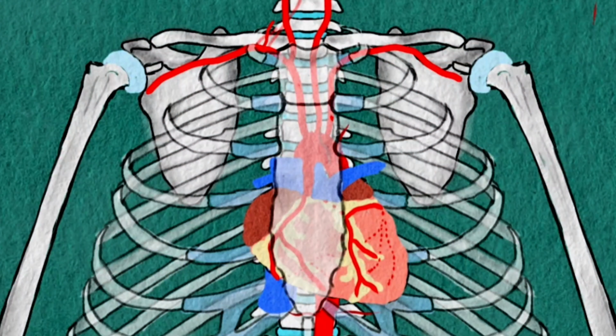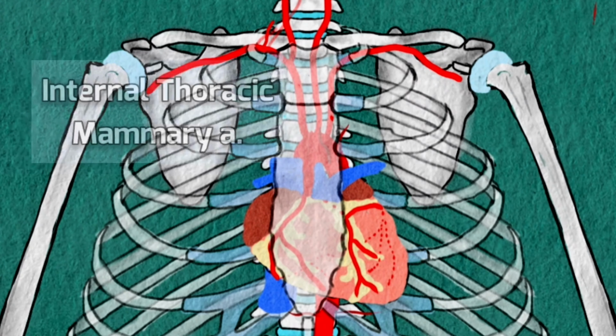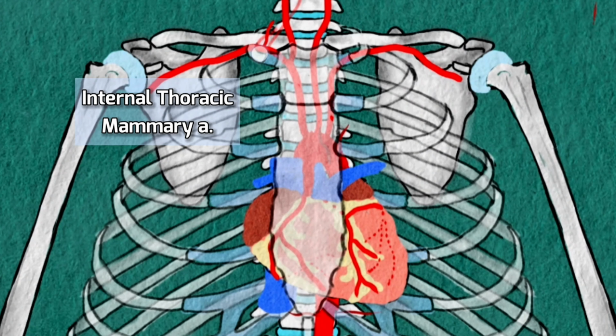An important branch from the subclavian artery is the internal thoracic or mammary artery. It runs down to the anterior chest wall, traveling along the side of the sternum. As it reaches the level of the breast, it gives several branches that supply the medial inner part of the breast, including the perforating branches.